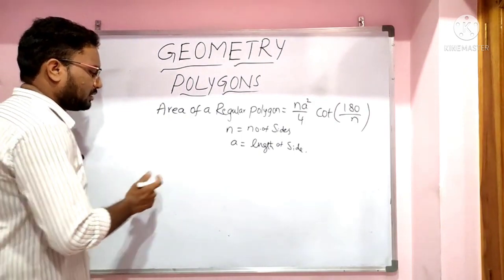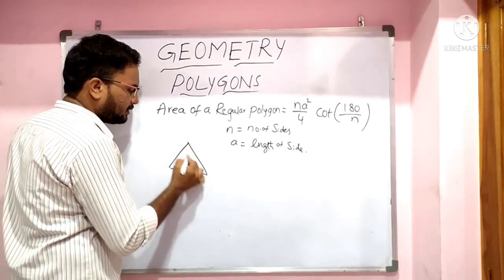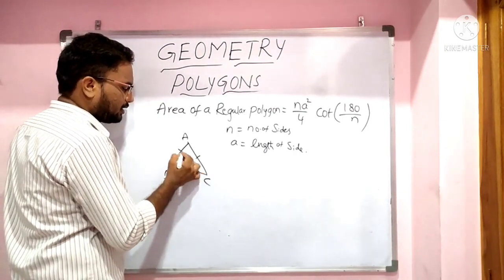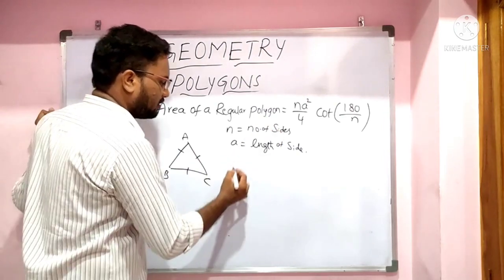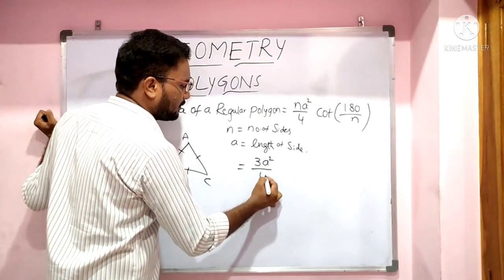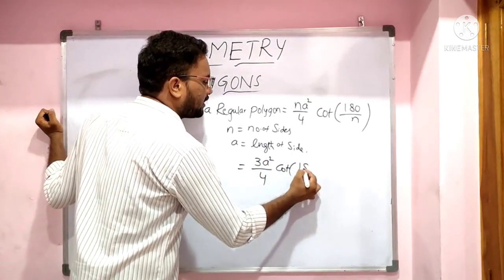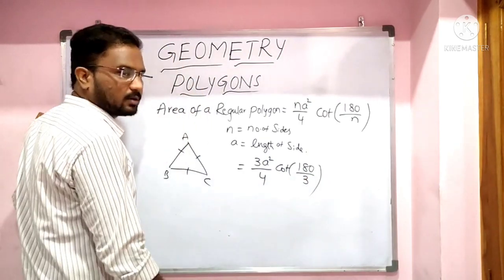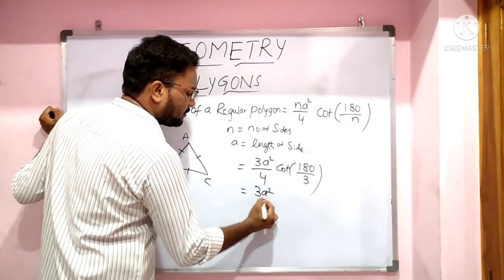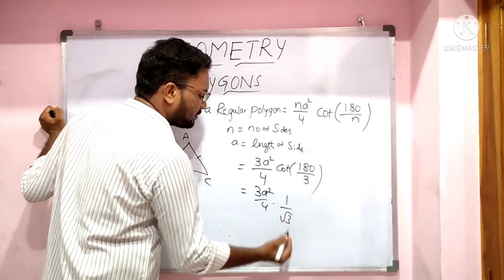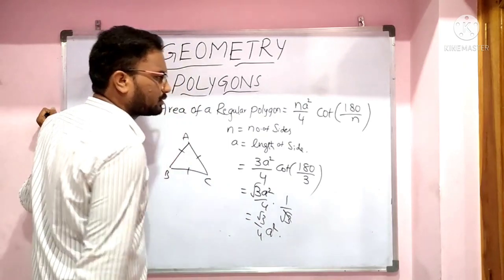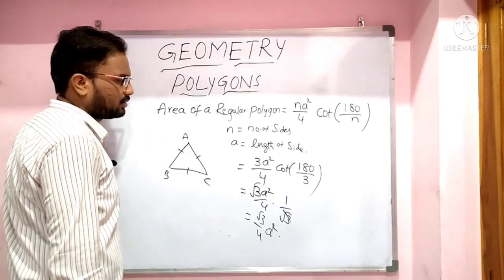So if you take a triangle, it has 3 sides, so it is an equilateral triangle. All sides are equal. So by the area formula, 3 into a squared by 4 into cot(180 by 3). 180 by 3 is 60. So cot 60 value is 1 by root 3. So root 3 and root 3 cancel. So the answer is root 3 by 4 a squared.